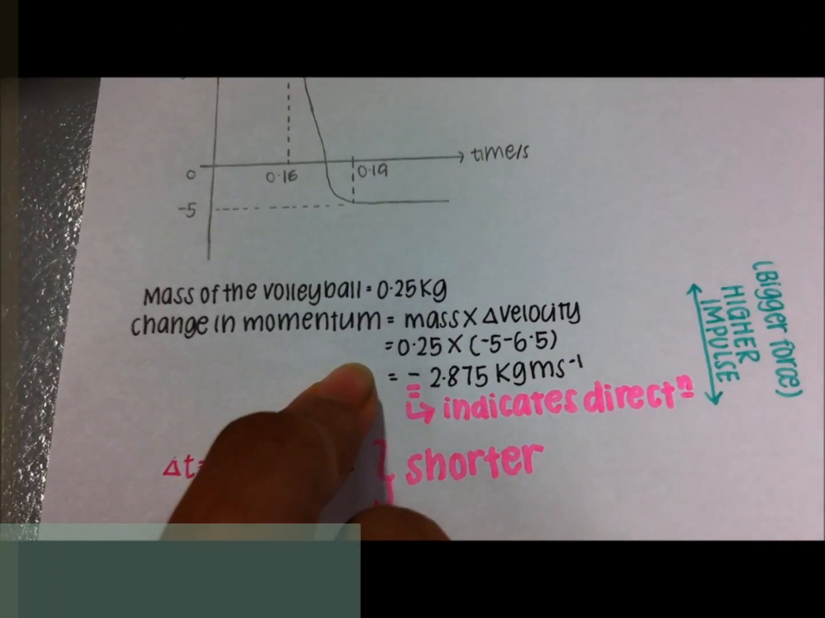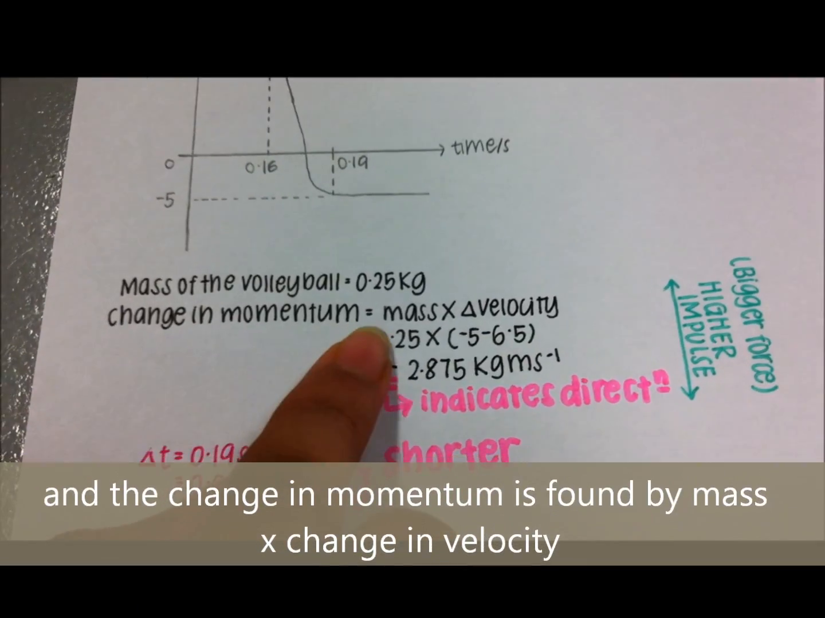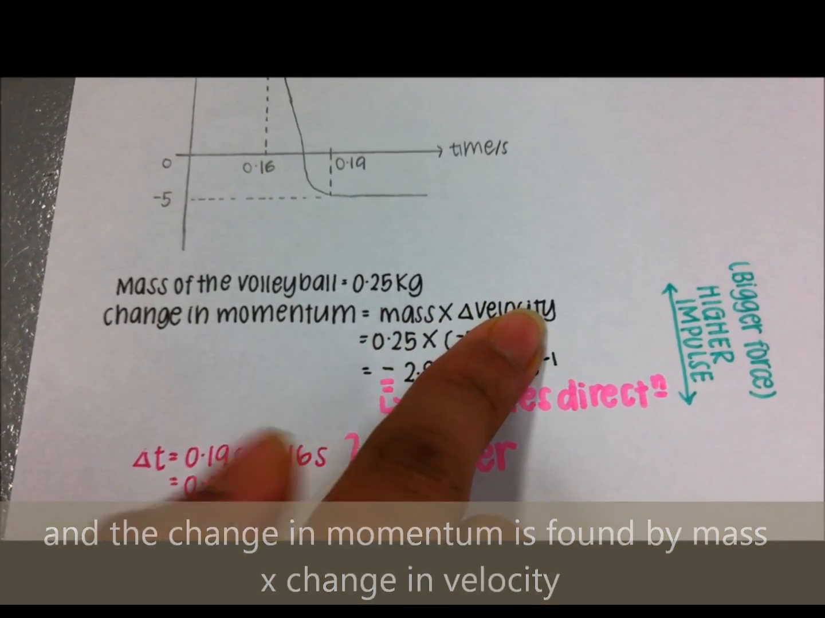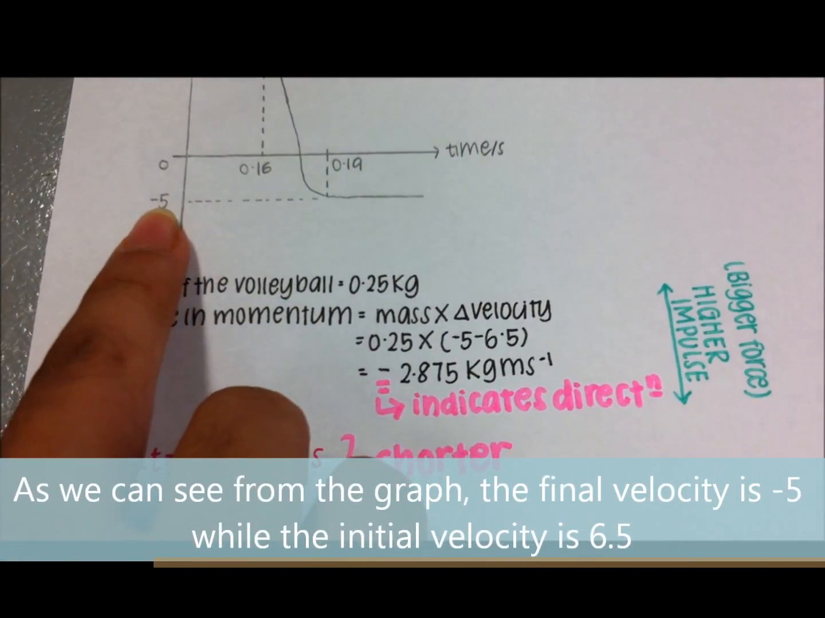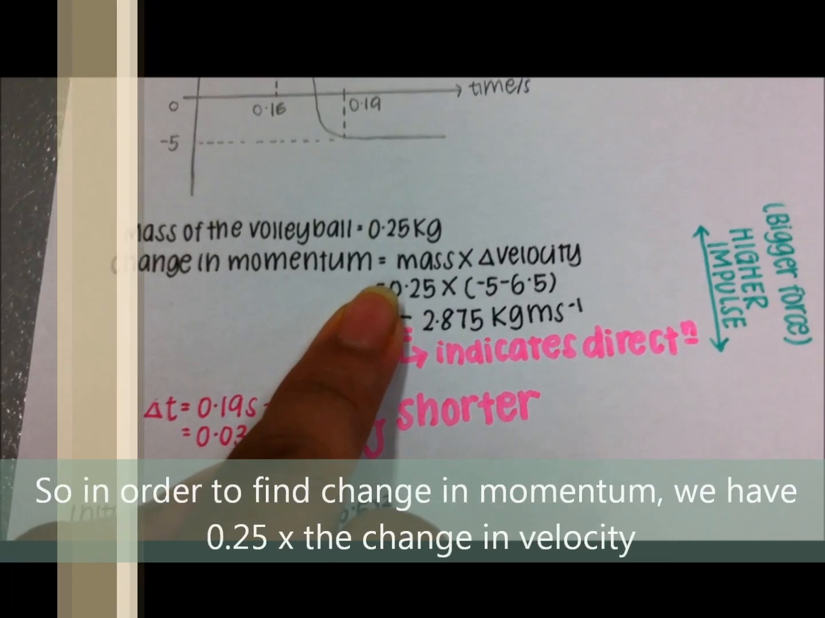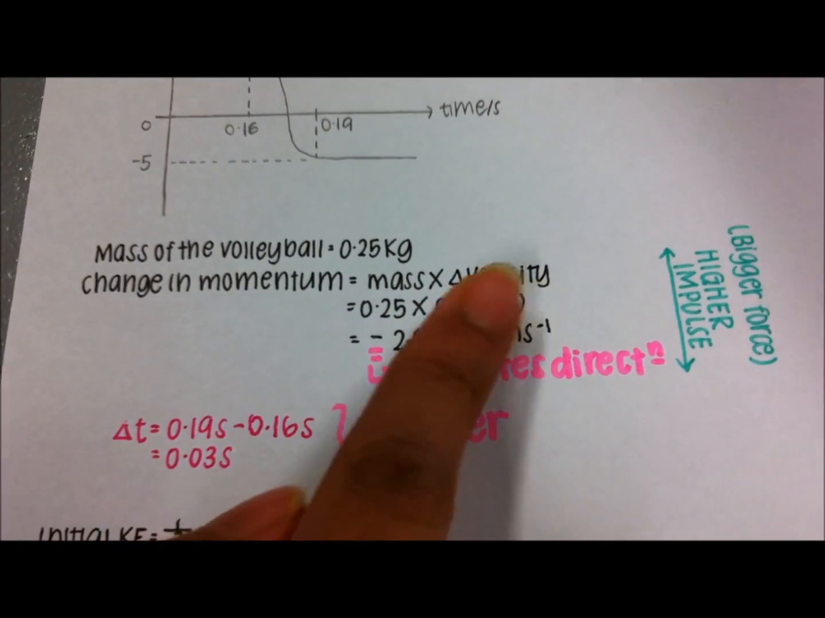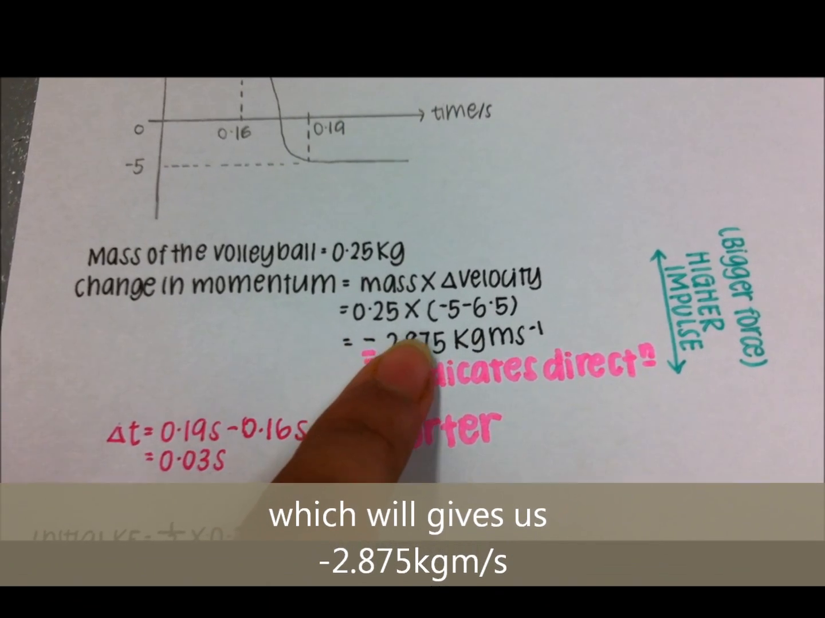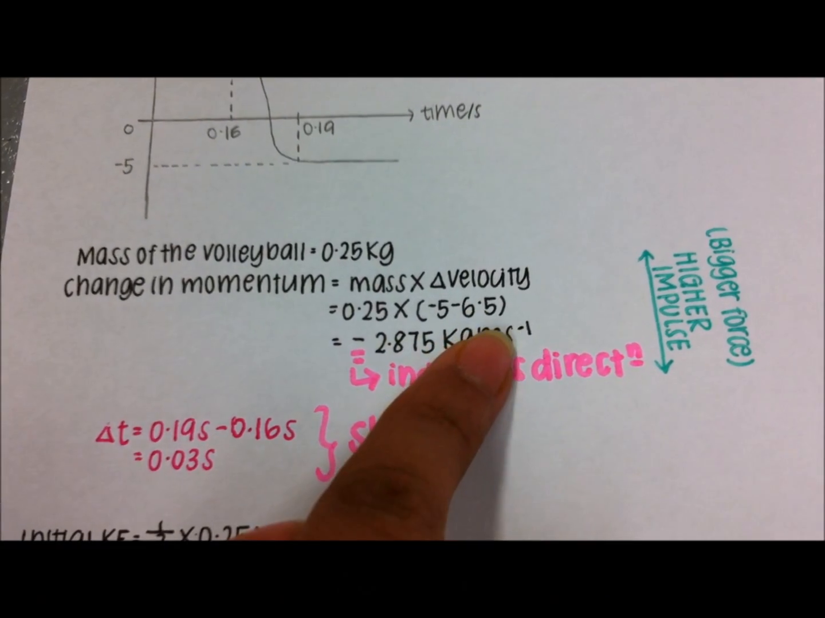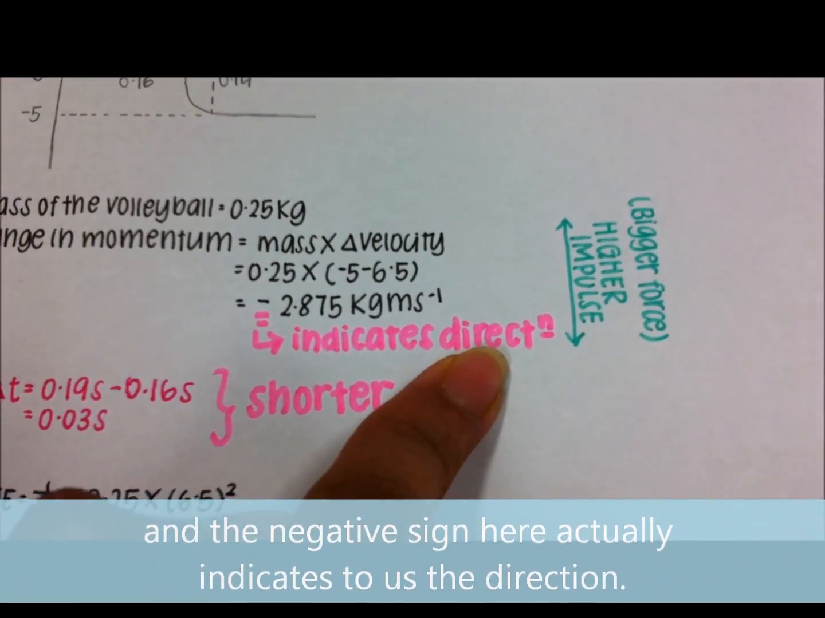The inflated volleyball is 0.25 kg and the change in momentum is found by mass times change in velocity. As we can see from the graph, the final velocity is -5 while the initial velocity is 6.5. So in order to find change in momentum, we have 0.25 times the change in velocity, which will give us -2.875 kg m/s. And the minus sign here actually indicates to us the direction.